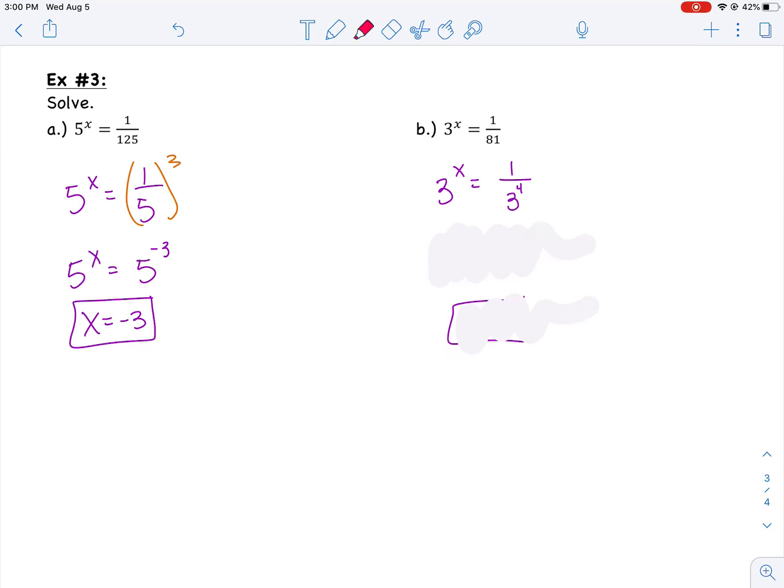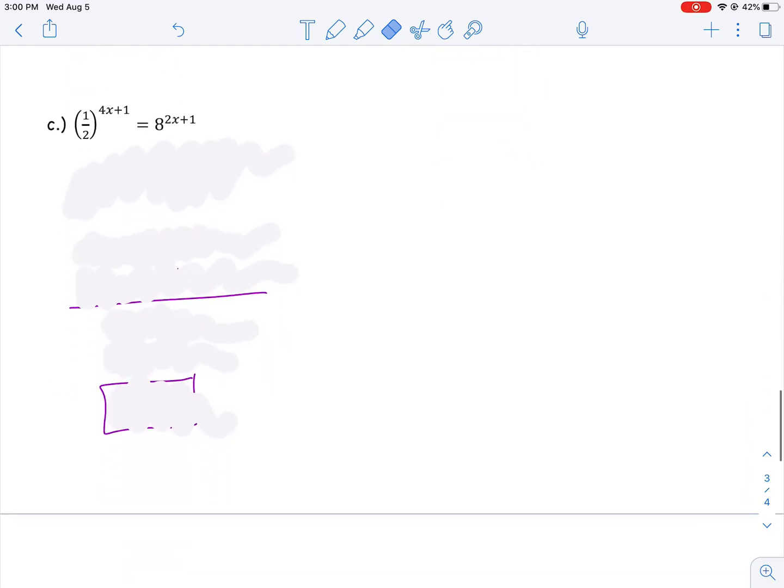So I want to take this 3 to the 4th power that's on the bottom, and I want to bring it up to the top. When I bring that 3 to the positive 4 up to the top, it makes it 3 to the negative 4. Now look, I have the same base. And since the bases are both 3s, then my exponents should be the same. So then I can say that x equals negative 4. Kind of tricky, right? Let's try one more.